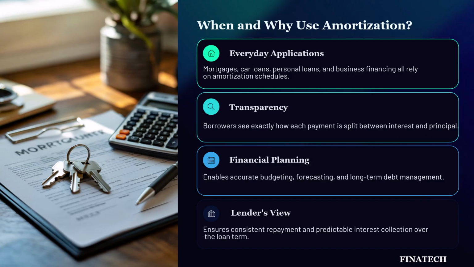This is a question: when and why am I using amortization? There are four things for which you must use amortization. The first, the everyday application. Second, transparency. Third, financial planning. And fourth, the lender's view. Why? Because if you use your money in different things, you must know how to amortize your loan.